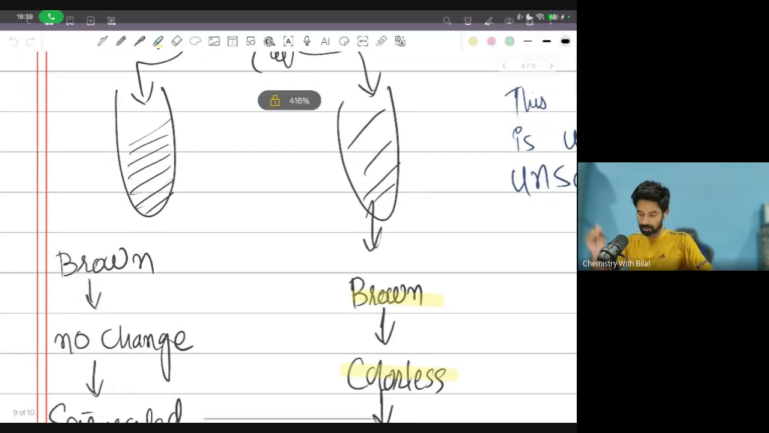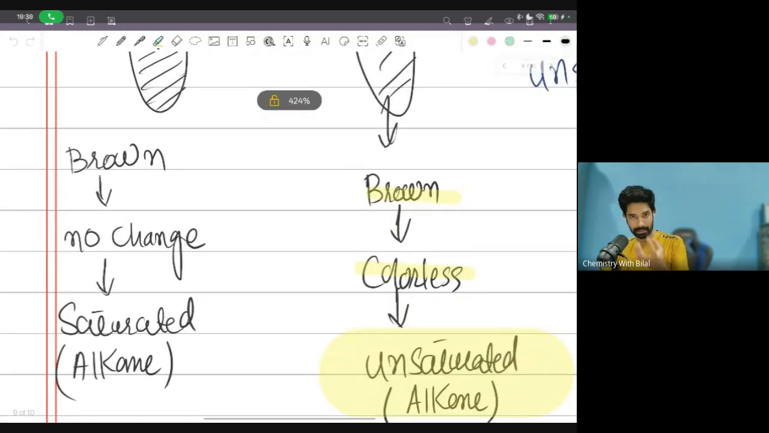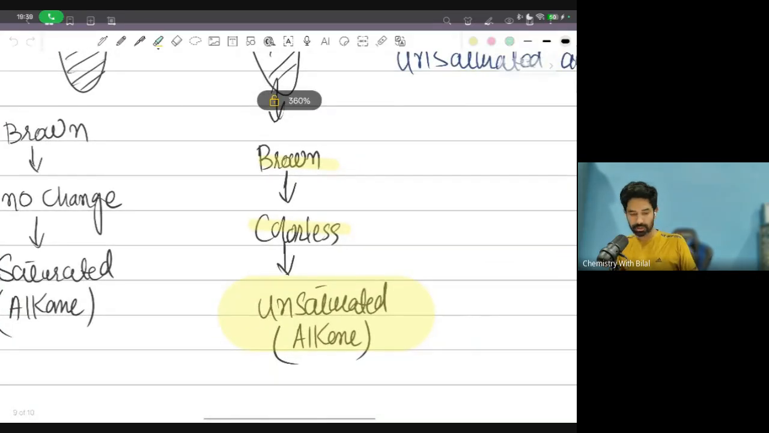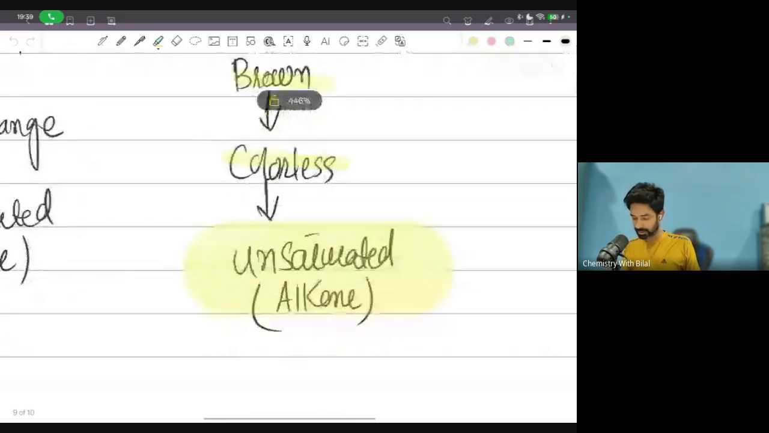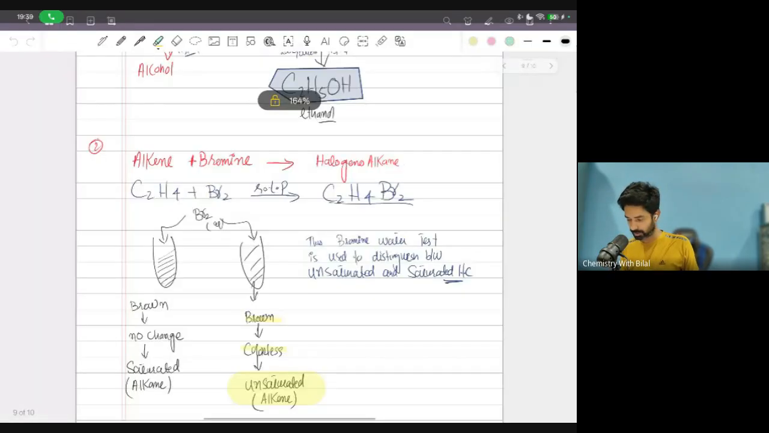If you put the brown color in the test tube and it remains brown even when it is mixed with that substance, that means the substance in that test tube is saturated, which is alkane. And if the brown color goes colorless, it means there is a visible reaction. There is a definite reaction, and it only goes colorless when you have unsaturated substance, and unsaturated means it is alkene, right?